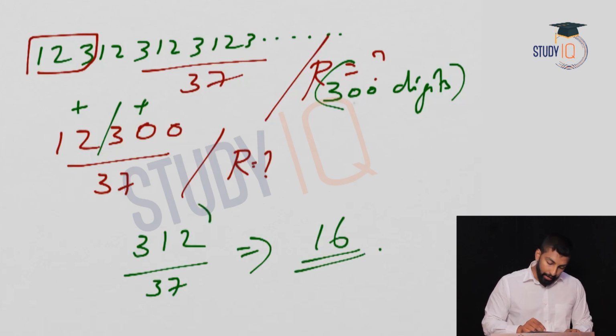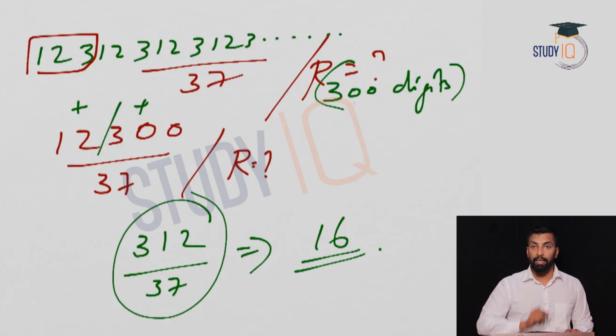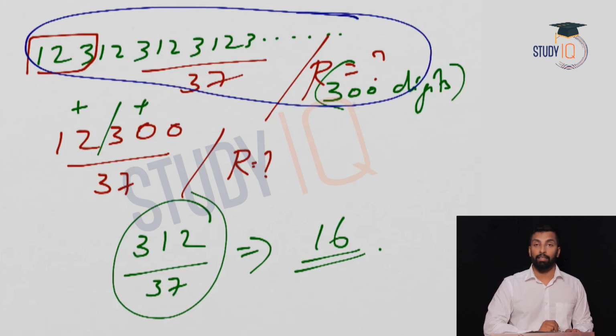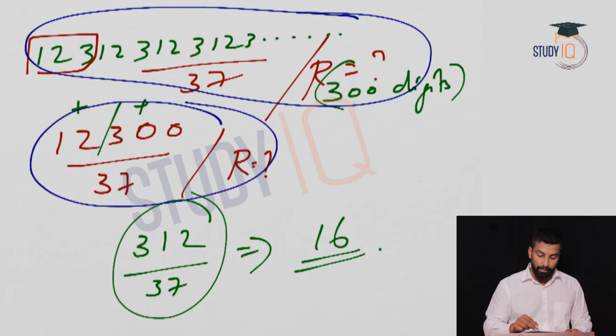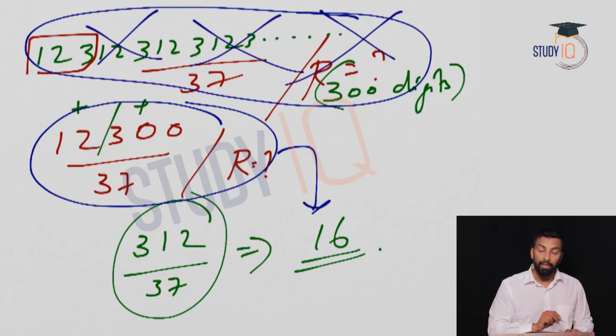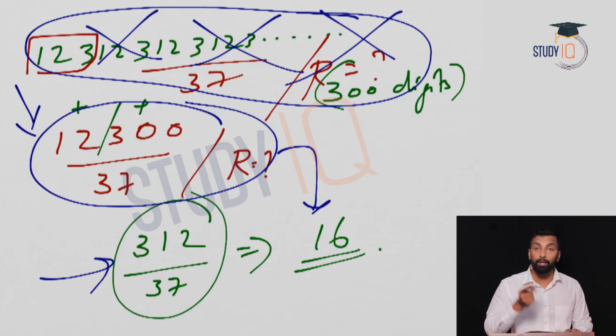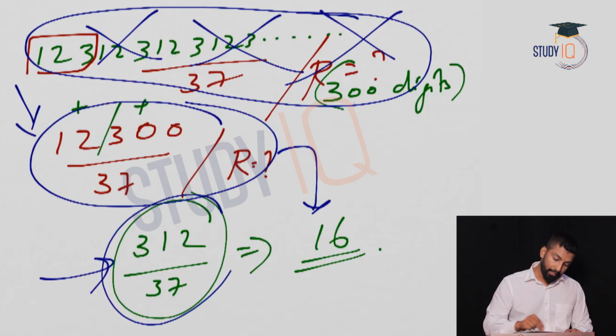Okay, so 312 divided by 37, you got 16, and 16 will be the remainder if you divide this bigger number by 37. For that matter, if you divide this 12300 by 37, still you get 16. So which one is easy? That's your choice. Anyway, you cannot solve this question directly. So either this or this you need to select. Which one is better? Obviously, I feel this is better.